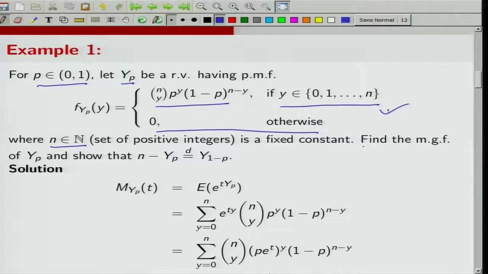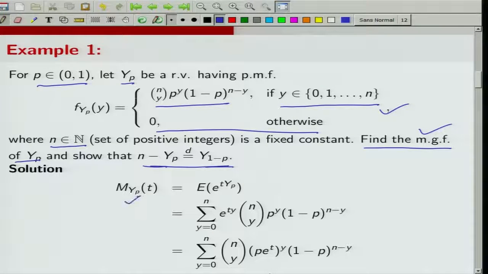So what I have to do is find the MGF of Y_p and show that n minus Y_p has the same distribution as Y_{1 minus p}. I will first find the MGF, and then show that the MGF of n minus Y_p is the same as the MGF of Y_{1 minus p}. So let us try to see that.